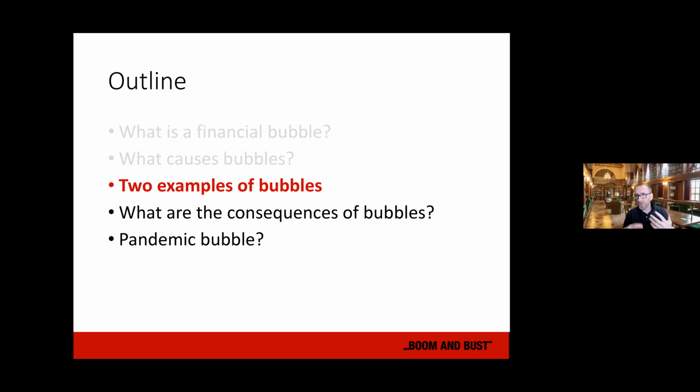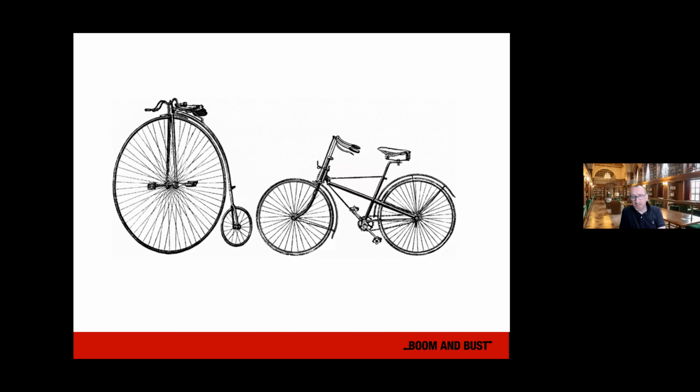So what I want to do now is delve into the history a little bit and talk about two examples of bubbles. I want to talk about a bubble, first of all, that's sparked by a radical new technology. And then I want to talk about a bubble that's sparked by government policy and by politicians. And these are bubbles that most of you will probably not have heard about before. First bubble that I want to talk about is the British bicycle mania.